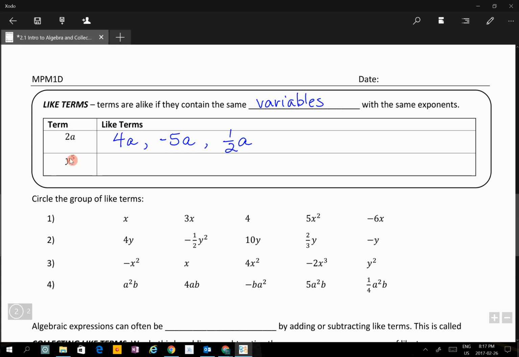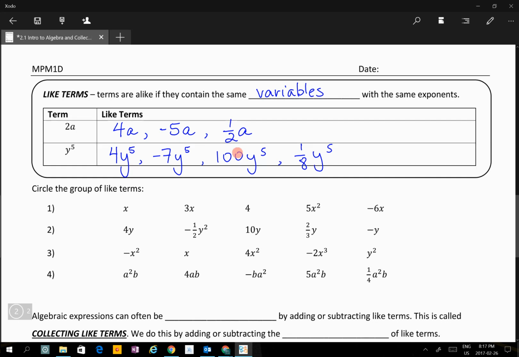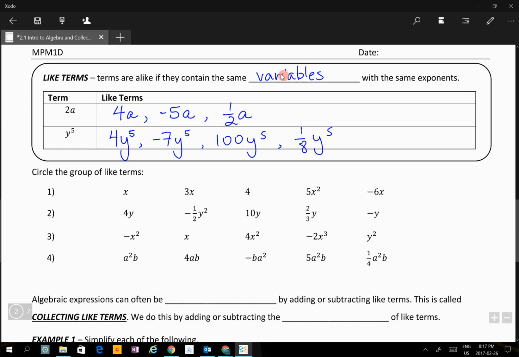What about y to the exponent 5? Same idea, just change the coefficient. So 4 times y to the power of 5 is a like term. -7 times y to the power of 5 is a like term. 100 times y to the power of 5 is a like term. And 1/8 times y to the power of 5 is a like term. Okay, so they must have the same variable with the same exponents. And it could be more than one variable too, so keep that in mind.